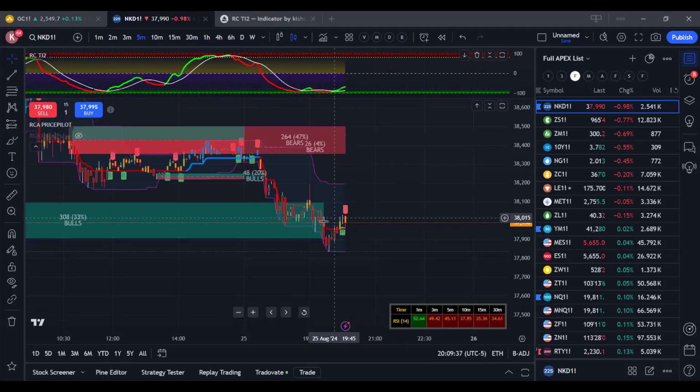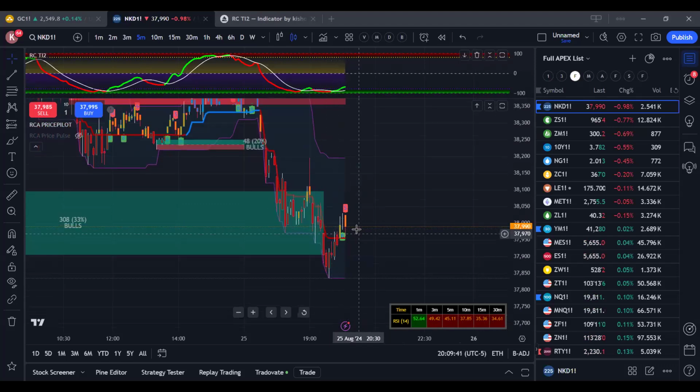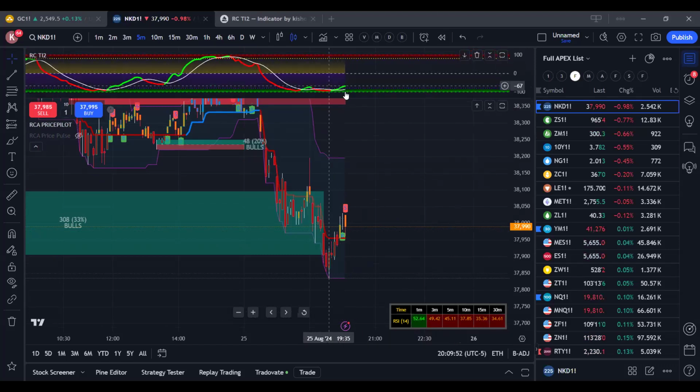So here it is green, here it is red. When there is no confluence, better you avoid those ones. Here you have only 1 minute green, everything else is red. This is green, this is red, this is green. It came to the bottom, so it can move either side. It can go up, or it can come down, or it can act choppy, going up and down.